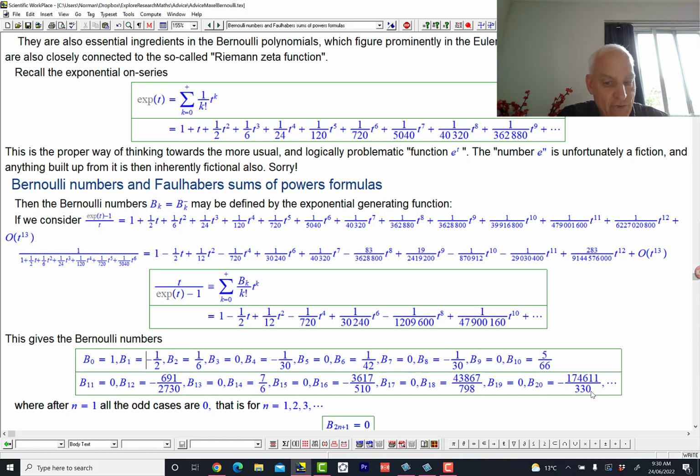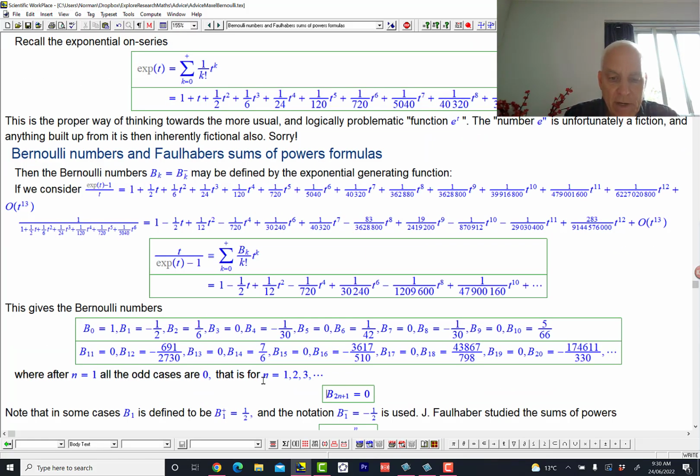So this is a highly unpredictable sequence of rational numbers. Highly unpredictable. And in fact, there's no known closed formula for these things. One can't just write down a formula for the nth one. But I will say something about computing these things. The first thing we should observe, as we've already done, is that the odd Bernoulli numbers after the first one are 0.